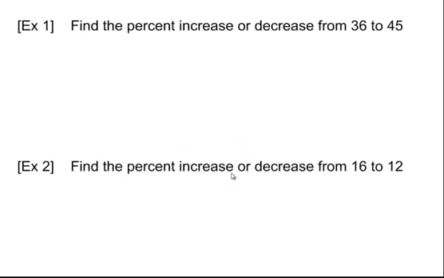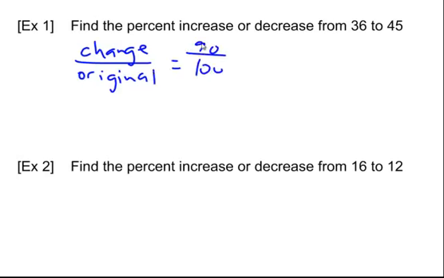So, number one, find the percent increase or decrease from 36 to 45. So again, I'm going to put change over original equals percent over 100. That's my percent sign. The original one is always the first one. Okay, 36 is the original, so we're going to put that on bottom. And it says find the percent. So when it says find the percent, that means we don't know it, so that's going to be x over 100.